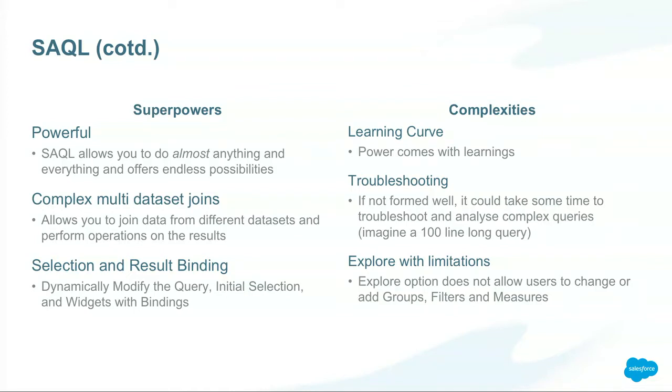From the complexity side of things, it does have a learning curve. But as I said before, once you know your way around it, it has endless possibilities. The other complexity is troubleshooting. So if you have a very complex query, which has 100, 200, 300 lines of code, it will be a little complex to go and figure out which line is exactly causing the slowness. And the next thing that I believe is a complexity is explore with limitation. So if you have a dashboard that has a lens that's working on SAQL, once you explore it, you can't add filters, measures, groupings to it. However, if you just create a lens using declarative tools, you can do all those things.